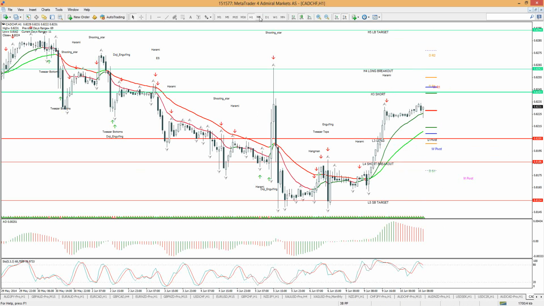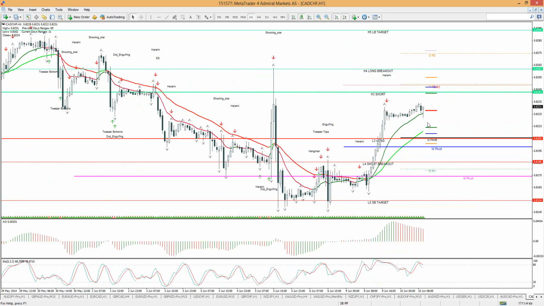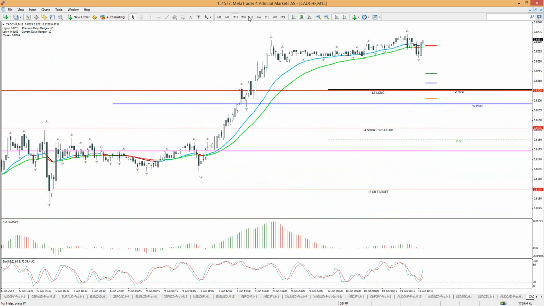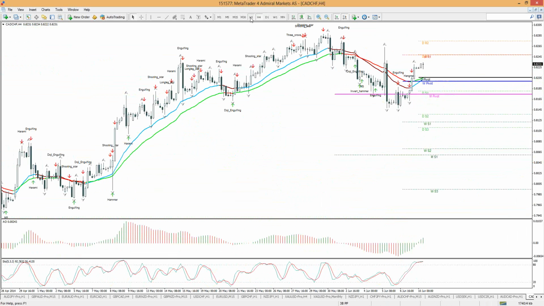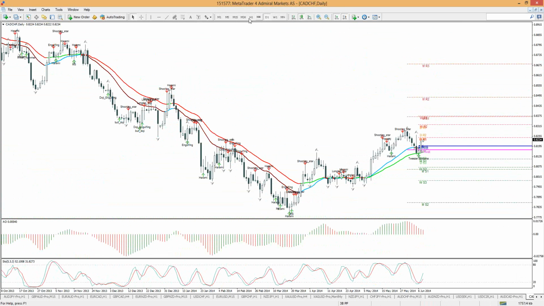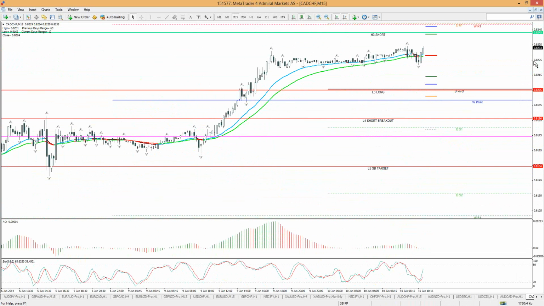Let's see, this CAD/CHF. Well, we have pivot points, all the pivot points below it. That is good. We have very strong momentum. Let's see. Yeah, I would say it's a decent chance of a breakout. If you just look at the momentum of the hourly, it's quite a lot.